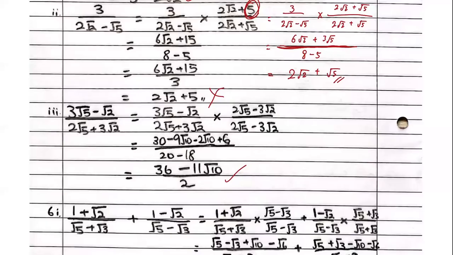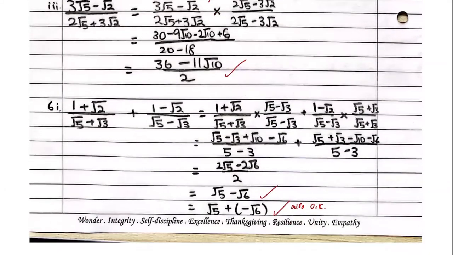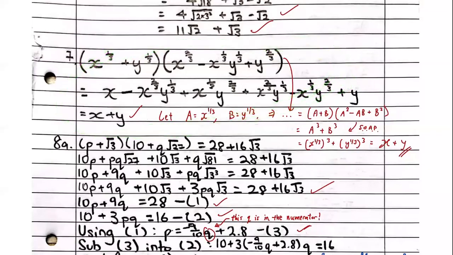Next. Over here, there is a better way to do this instead of manually expanding, but good that you did it. Did you realize that this x power 1/3, you can just replace it with a letter A, and this y power 1/3 is a letter B? Then do you notice that 1/3 going to 2/3 is just the square? So this is really just A square. Then y power 2/3 is really just B square. Then this one in the middle is minus AB.